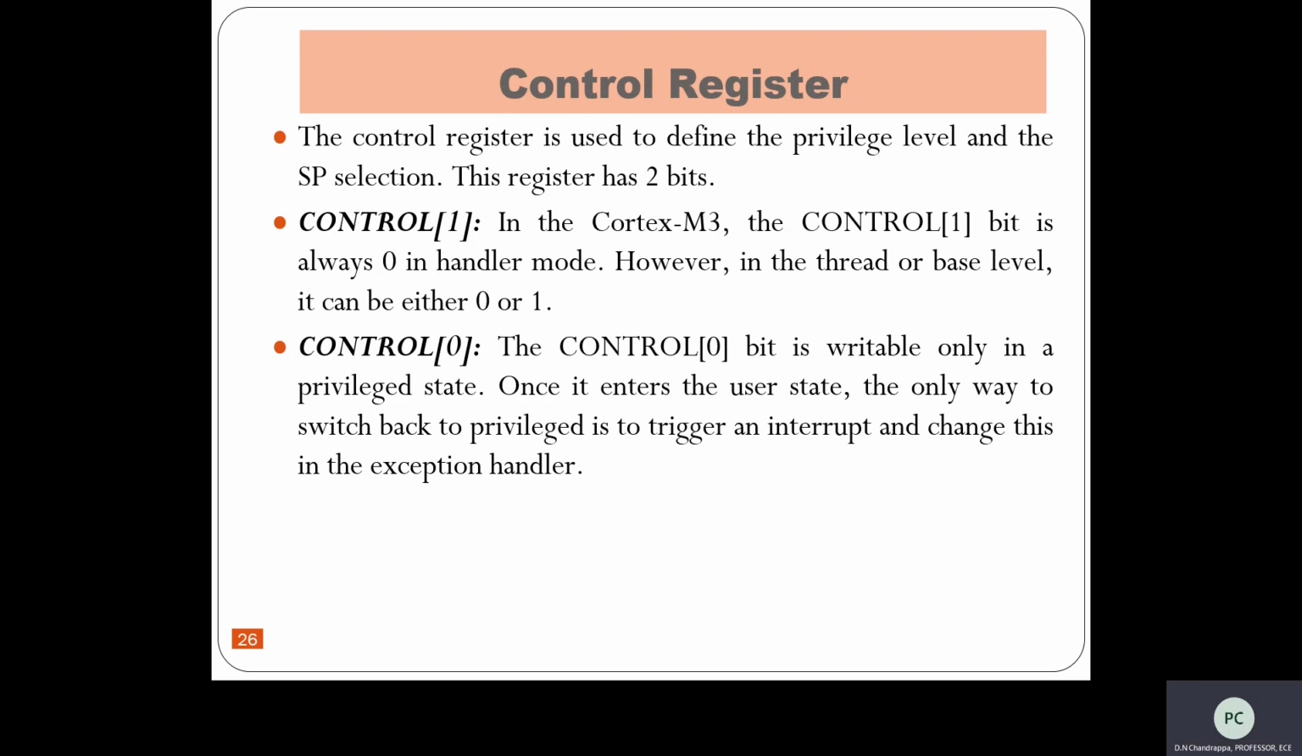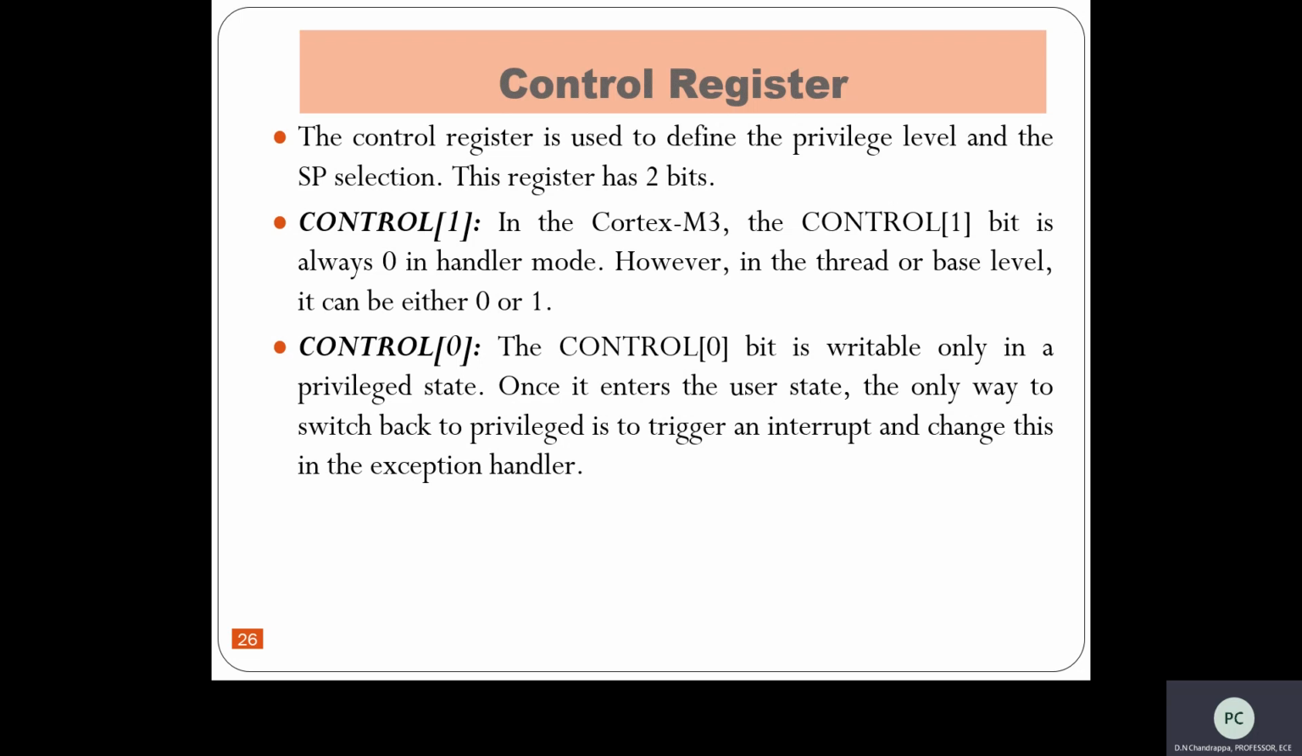It is called the control register. The control register is used to define the privilege level and the stack pointer selection. This register has only 2 bits, each either 0 or 1: control bit 0 and control bit 1. Control bit 1 is always 0 in handler mode. However, in thread or base level, it can be either 0 or 1, because in some operations you can go for handler mode or it may be used for user mode.